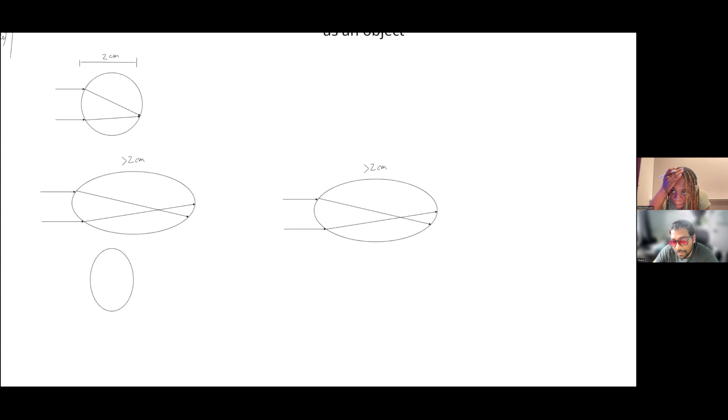So the problem here is it's converging too much, right? Yeah. So what type of lens can kind of delay the convergence a bit? Probably a diverging, yeah, the concave lens.